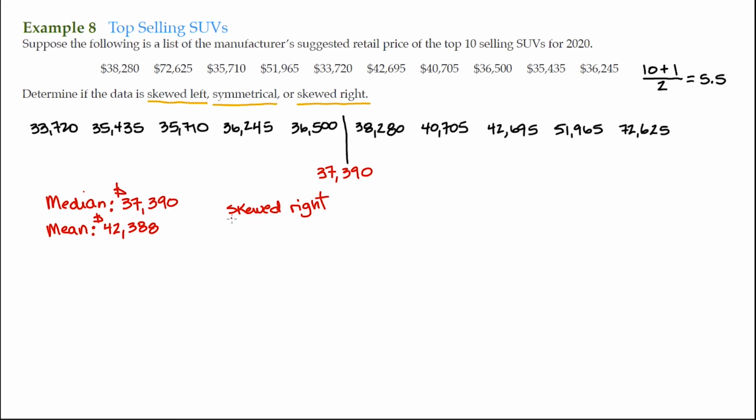Now, when data is skewed, whether it's skewed to the right or skewed to the left, the measure of central tendency that best describes skewed data is the median. If this data was symmetrical, then we would use the mean to describe it. And there you go.